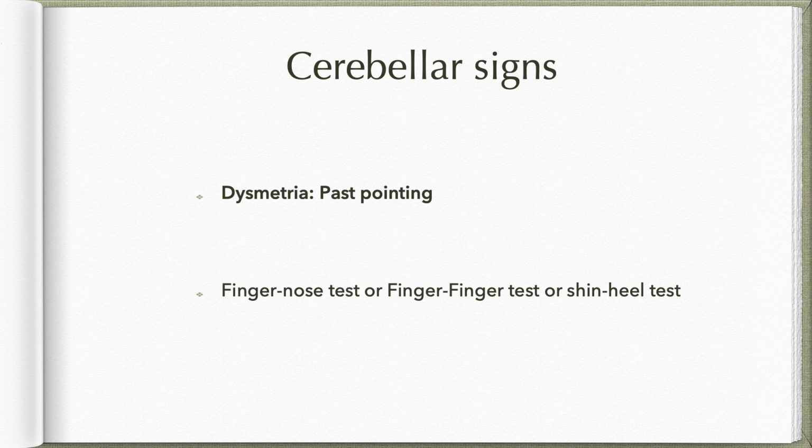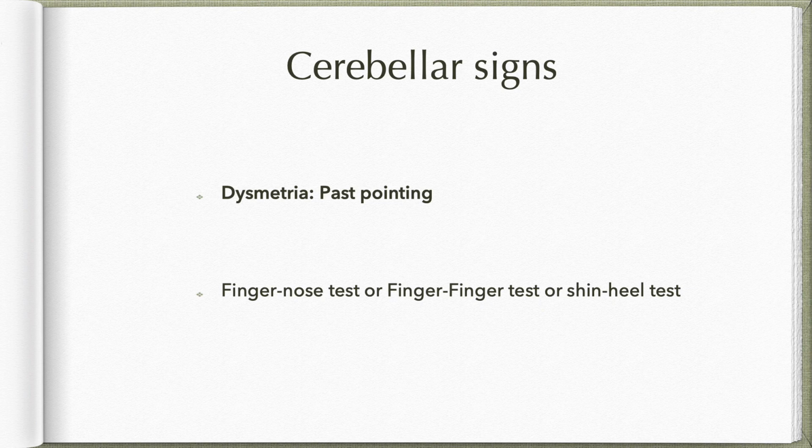In case of the finger-finger test, you ask the patient to outstretch or abduct both his arms and bring them close to the midline, where the finger of the right hand will touch the finger of the left hand. Again, here there will be past pointing. They go beyond the two hands. Shin-heel test we perform by asking the patient to take the heel of one foot and trace it along the shin of the other leg. Again, he'll be unable to do it in a smooth fashion. He'll go beyond that point. So these are the tests performed for dysmetria.